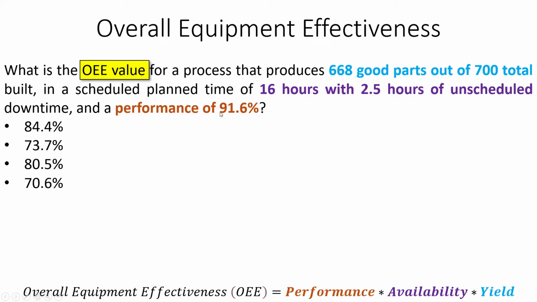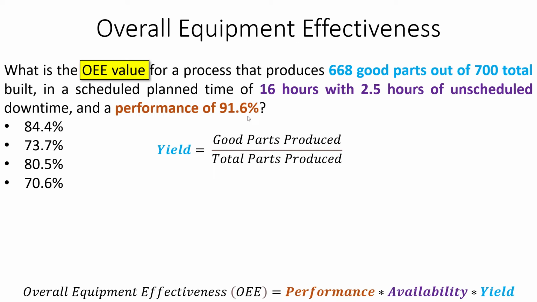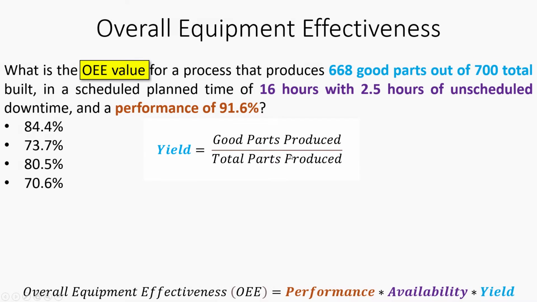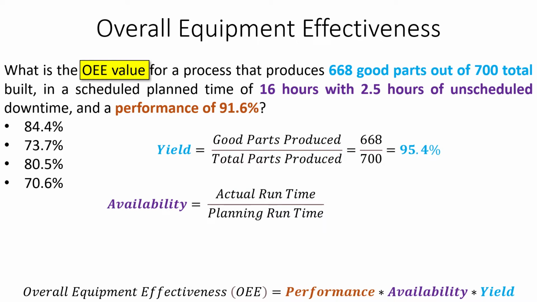And of course, we're given performance in the problem statement of 91.6%. Okay, so yield, right? If we go back to that equation cheat sheet, you'll find this equation right there at the top. Yield is equal to the good parts produced divided by the total parts produced. So again, if you read that problem statement, we had 668 good parts out of 700 total, meaning that our yield is 95.4%.